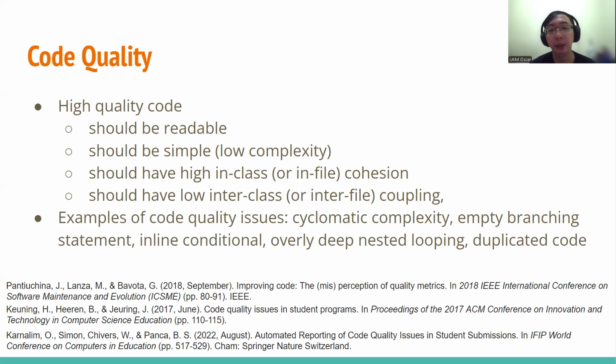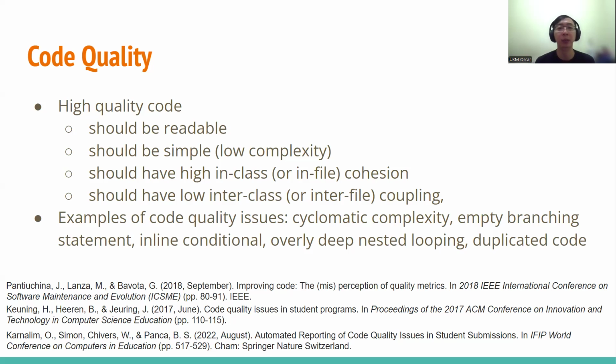First of all, it should be readable. So code quality does not necessarily mean code readability. Code readability is one aspect, but for code quality, there are many aspects to be considered. The second one, code should be simple or low complexity so that it is easier to manage in the end. And also code should have high in-class or in-file cohesion.